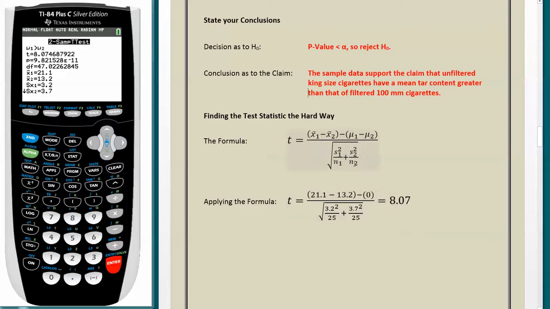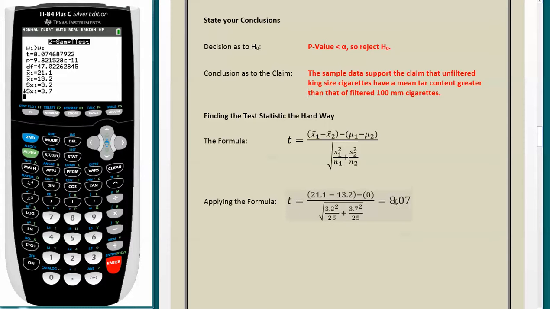Down here we have the square root. This is the standard deviation. S1 is the standard deviation of the first sample. S2 is the standard deviation of the second sample. That's why we've put those here, 3.2 and 3.7. Then we have to square those. That will give you the variance of each of those. So that's where these numbers came from. N is just the two sample sizes. Each of them are 25.